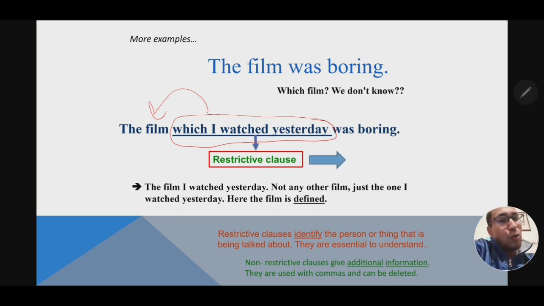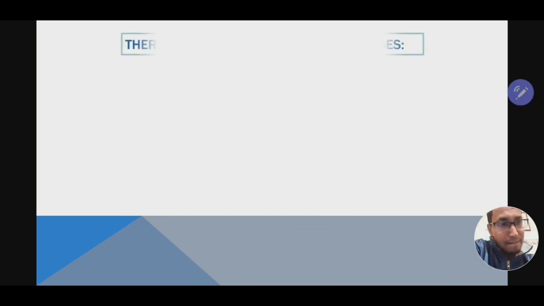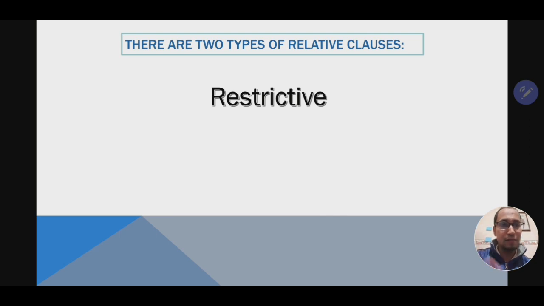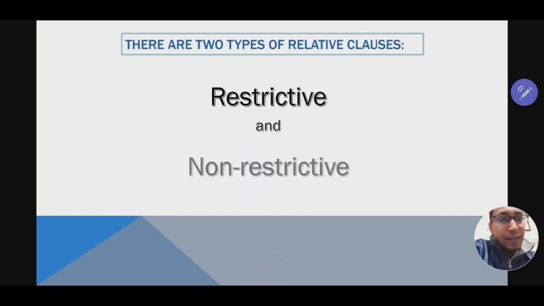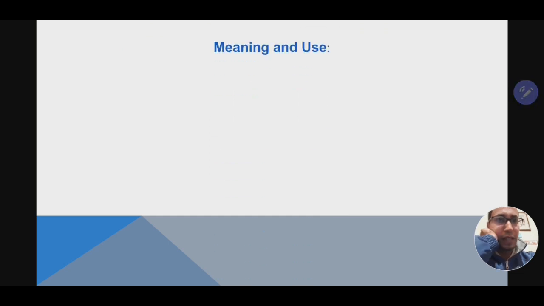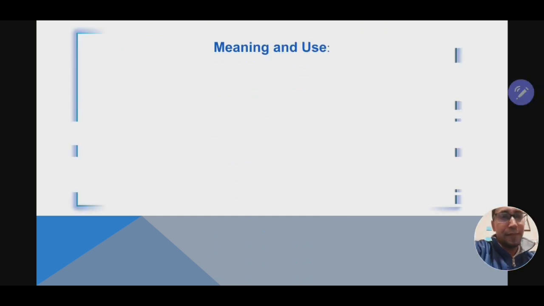Restrictive clause, or identifier. Identifier because it identifies, it tells us which film we're talking about. So there are two types of relative clauses. Restrictive, which means defining, restrict, when we limit something and we identify it, and then non-restrictive clauses. So the meaning and the use.